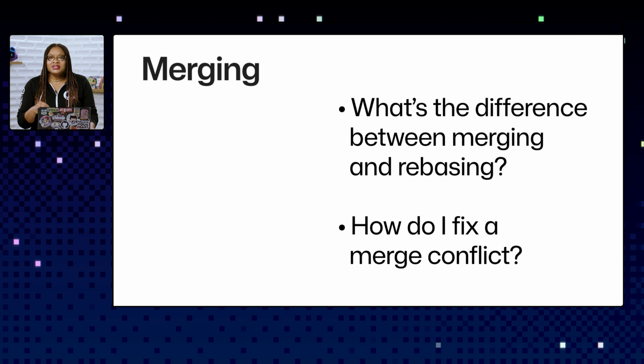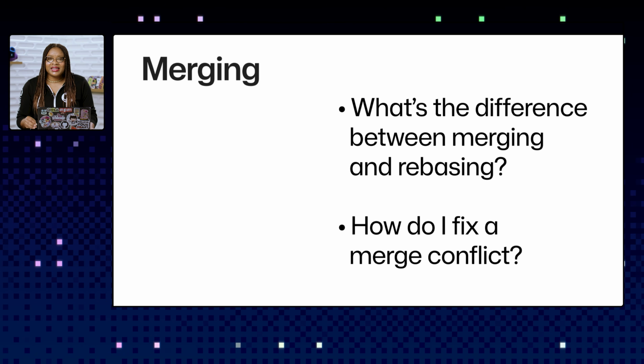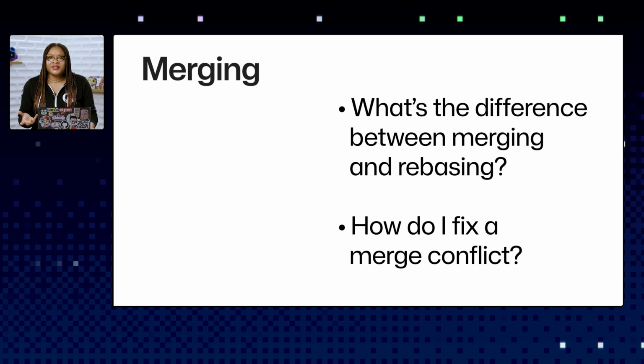Hey Liz, what's the difference between merging and rebasing? And how do I fix a merge conflict? A merge conflict happens when two changes touch the same part of a file, and Git needs your help to decide what the final version should be.